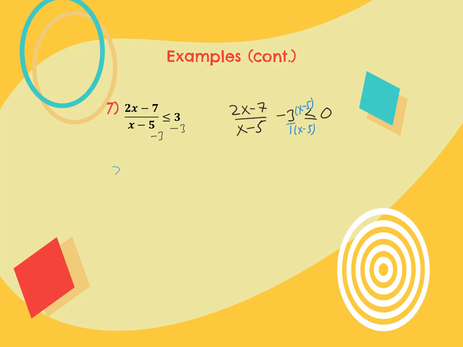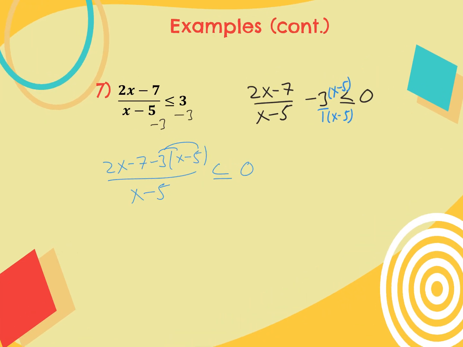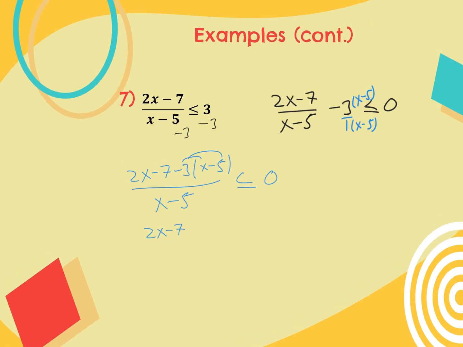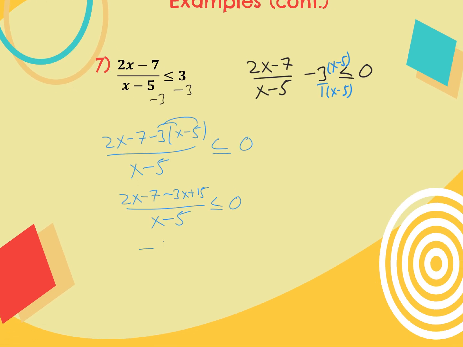All right, so then this is going to give me 2x minus 7 minus 3 times (x minus 5) on top, and then on the bottom I'm just going to have an x minus 5, is less than or equal to 0. All right, and I can distribute that negative 3 and simplify this fraction as much as we can. So we get (2x minus 7 minus 3x plus 15)/(x minus 5) is less than or equal to 0. Now simplifying this as much as we can, I get (negative x plus 8)/(x minus 5) is less than or equal to 0. So we have a pretty simple inequality to work with.